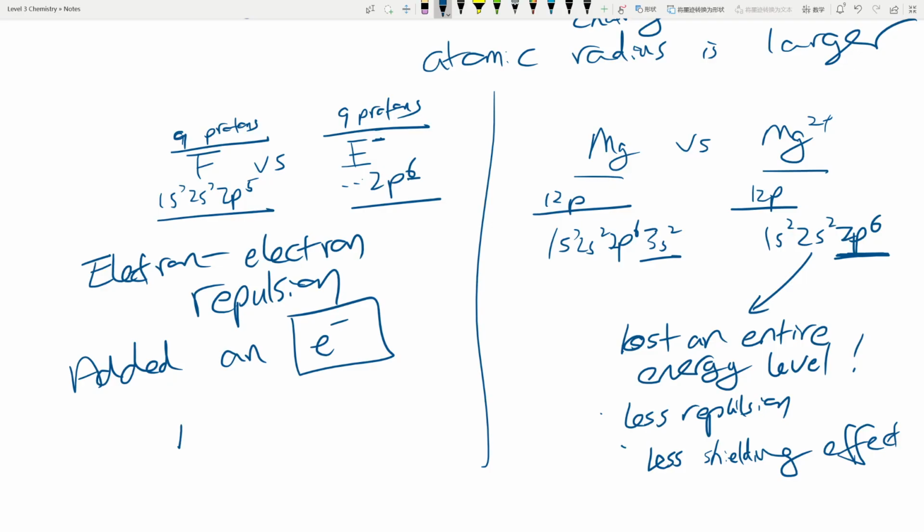Okay, so in this case, F is a lot smaller than F-. In this case, Mg is a lot bigger than Mg2+, and this applies to all of the ions. Your cations, which are your positive ions, are always smaller than your atom, and your negative ions, which are your anions, are always bigger than the corresponding atom.